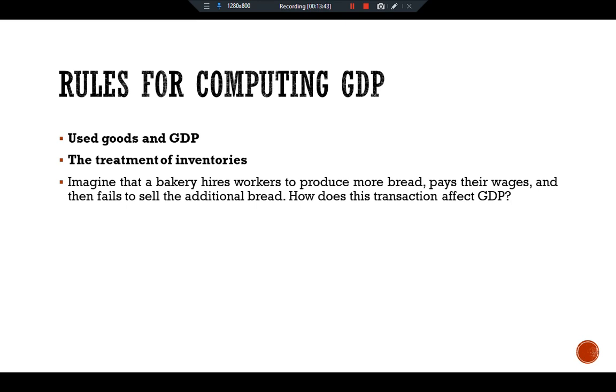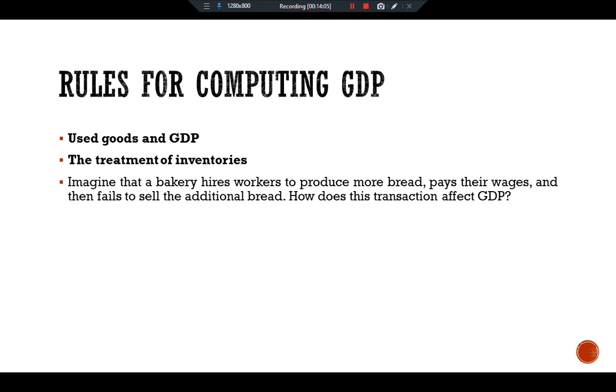What happens later when the firm sells the bread out of inventory? This case is much like the sale of a used good. This is spending by the bread consumer, but there is inventory disinvestment by the firm. This negative spending by the firm offsets the positive spending by the consumer. So the sale out of inventory does not affect GDP.